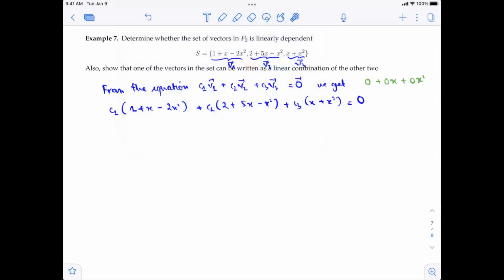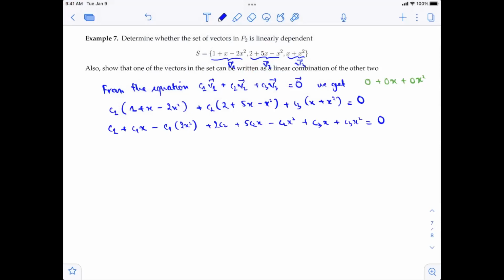Now, what we're going to do for the left-hand side is distribute C1, C2, and C3 into the parentheses, and then combine like terms. So distributing C1, C2, and C3, we get C1 plus C1x minus 2C1x squared plus 2C2 plus 5C2x minus C2x squared plus C3x plus C3x squared equal to 0.